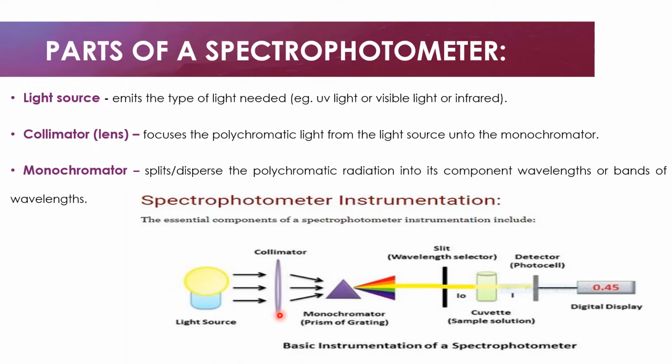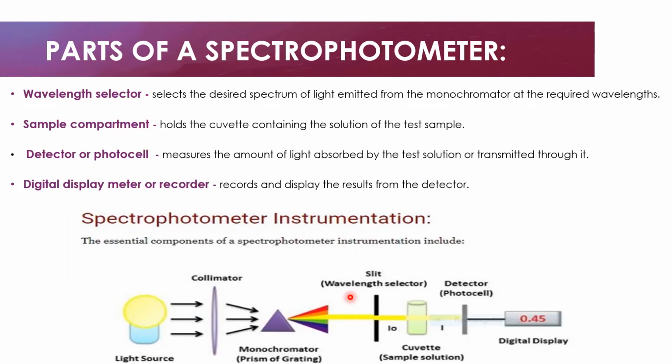Let's look at the third basic part, and this is the monochromator. The monochromator splits or disperses the polychromatic radiation into its component wavelengths or bands of wavelengths. The next basic part is the wavelength selector, and it selects the desired spectrum of light emitted from the monochromator at the required wavelength.